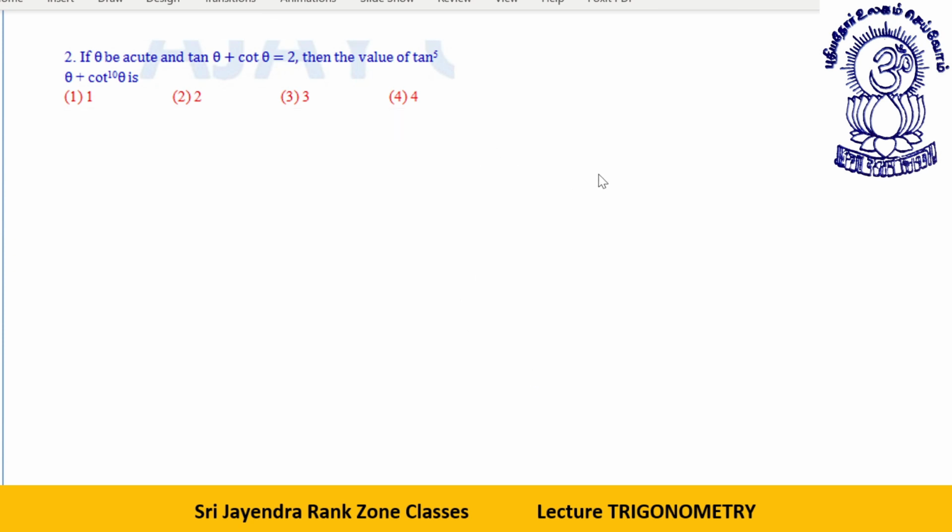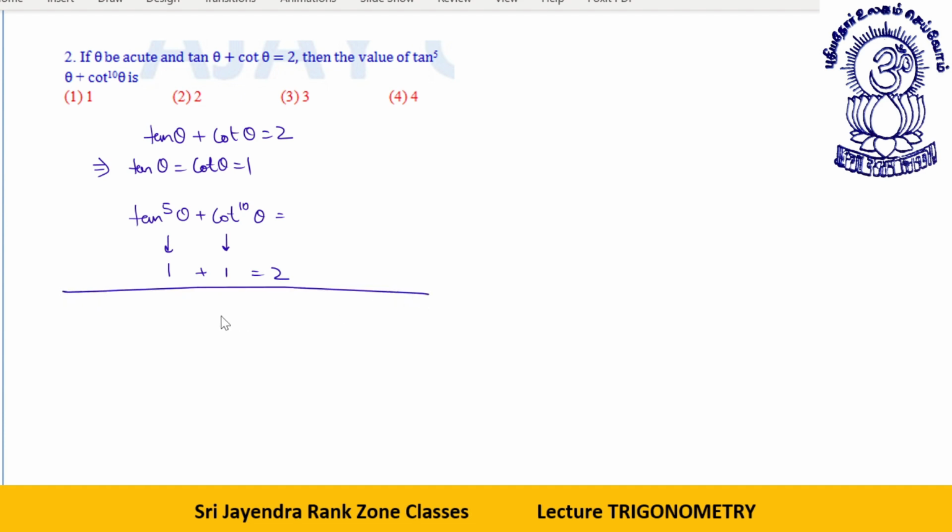We are given theta is equal to acute. Again a similar question. Tan theta plus cot theta is equal to 2. Directly you will say tan theta is equal to cot theta is equal to 1. Next thing. Okay. Tan 5 theta plus cot 10 theta is equal to what? That will be 1 plus 1 is equal to 2. Okay. 1 plus 1 equals to 2.